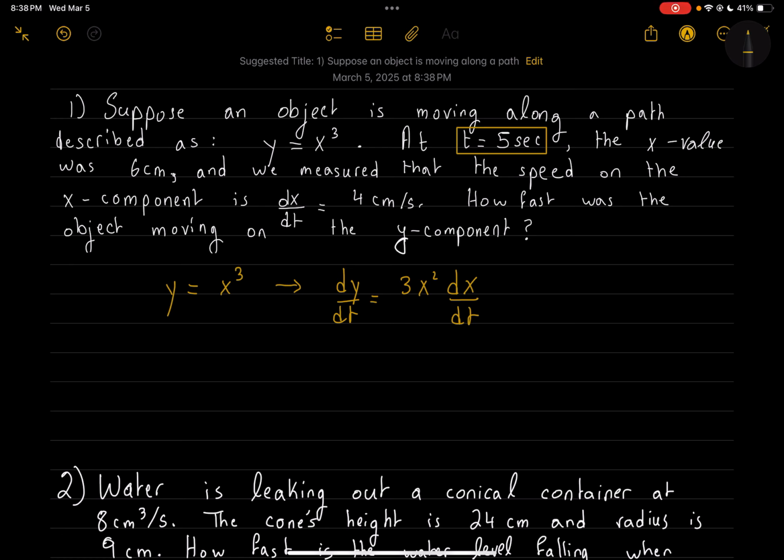So basically over here, we have the value of x, which is 6 centimeters, and we have the value of dx over dt, which is 4 centimeters per second. So it's going to be 6 to the power of 2 multiplied by dx over dt, which is 4. So this is going to give us 36 times 12, which is 432 centimeters per second.